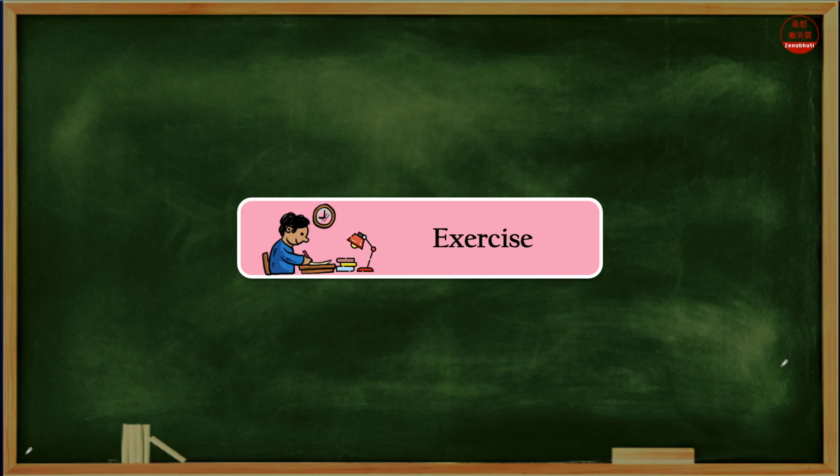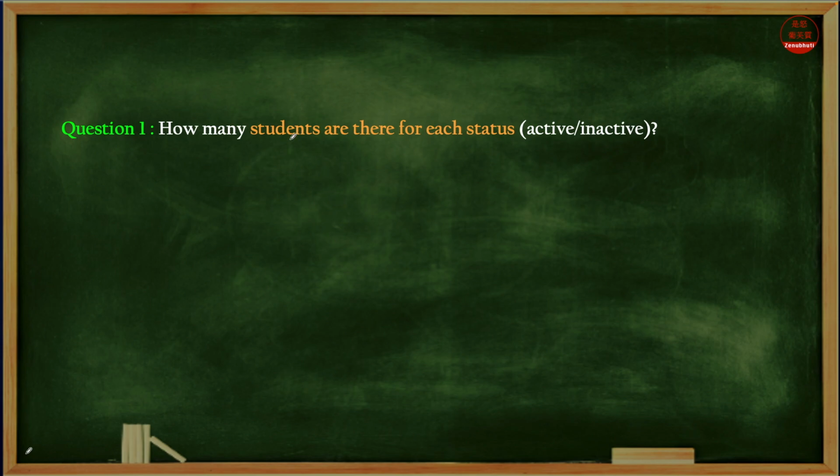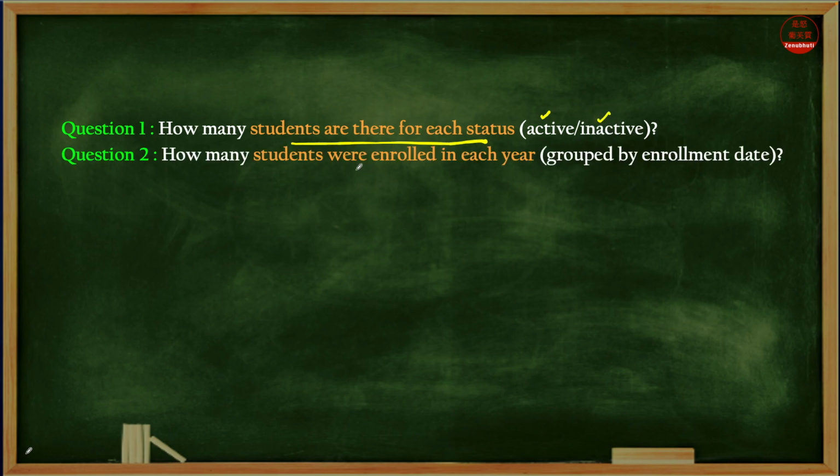Exercise. In this exercise, we are going to calculate how many students there are for each status. We need to calculate how many students have active status and how many have inactive status. In question number 2, you are going to find how many students were enrolled in each year. For every year, we have to calculate the numbers.